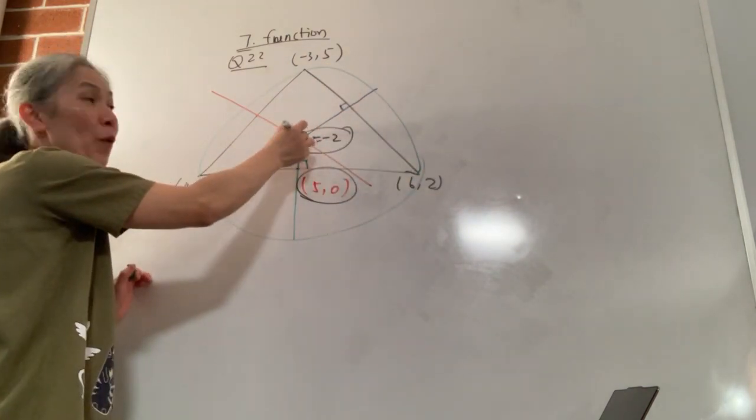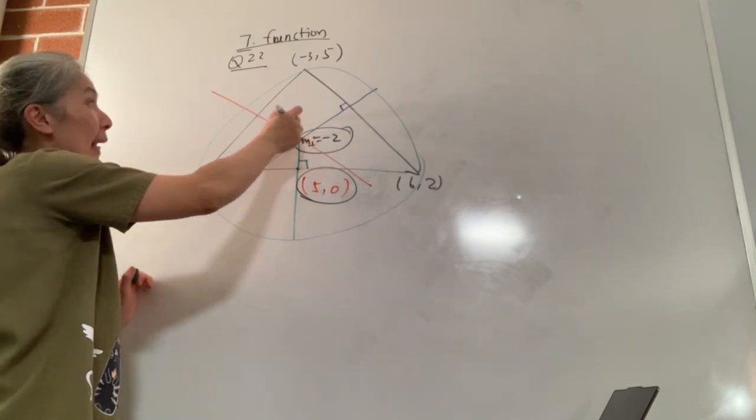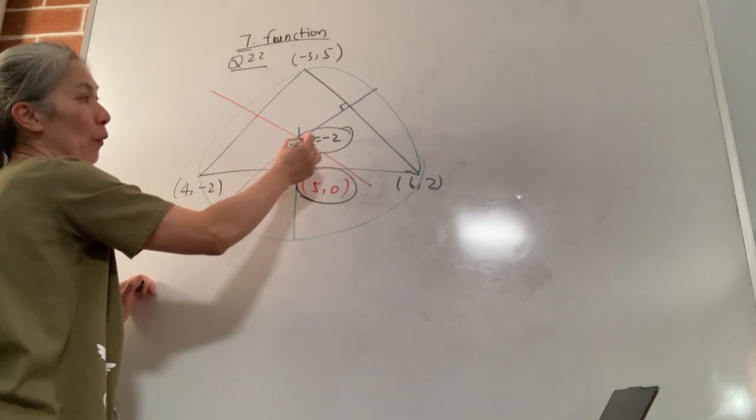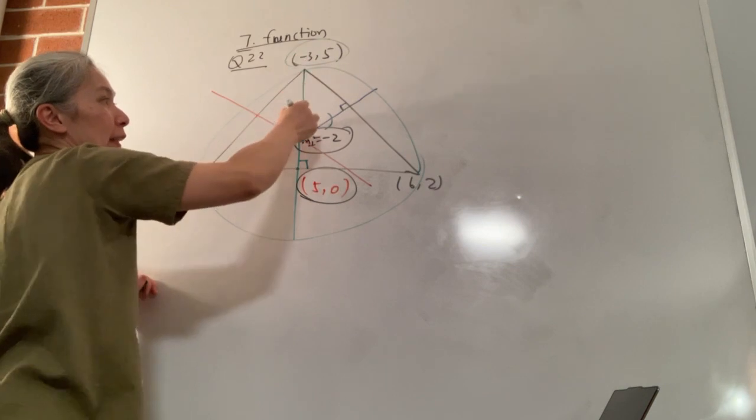Midpoint, the point that you found out here is going to be the center of the circle. And the radius is going to go from this point, whatever the point you found out, to any of the points. That is going to give you the radius.